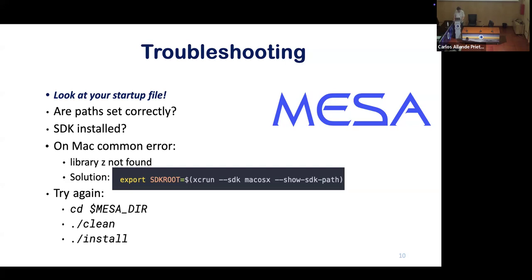A common error on Mac is the so-called library Z not found. I had this yesterday as well. So the solution is just to put this line into the MESA SDK init file. This is some interoperability problem of MESA and Apple Silicon workings under the hood, but if you add this, it should work fine again. And if nothing helps, just try again. Go to the MESA directory, first do a ./clean. This will erase everything that was produced during the compile, and then do an ./install.